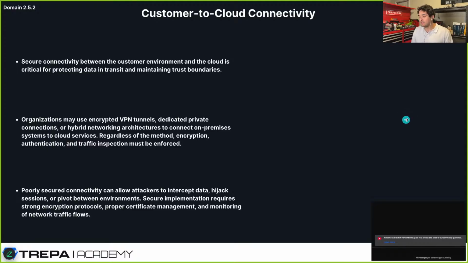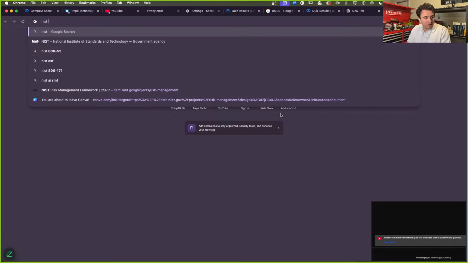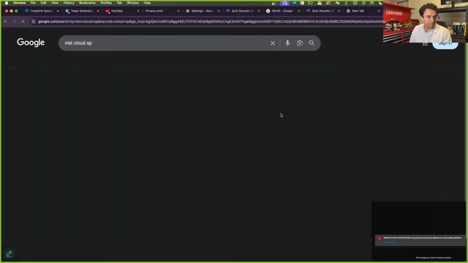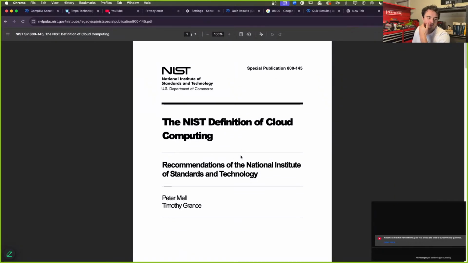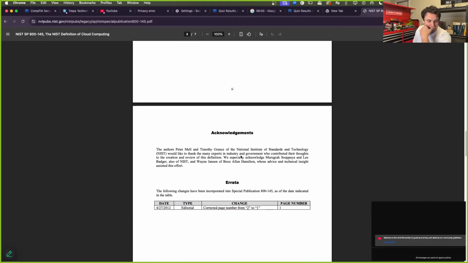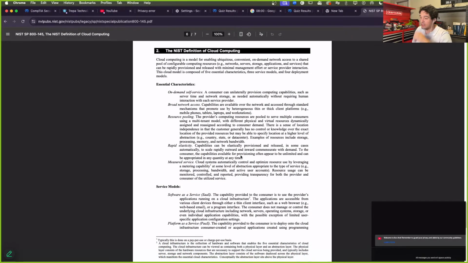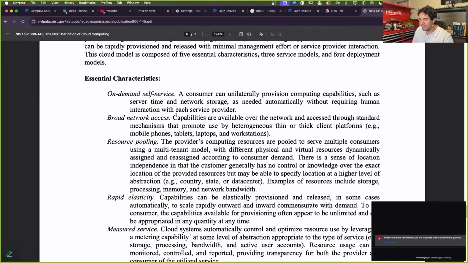Customer to cloud connectivity. If we read the NIST publication on the cloud, let's just go to it. Why not? NIST Cloud SP. I should know this one, I've read it a few times. 2011, yeah, that's fine. If you read this, customer to cloud connections. Here are the essential characteristics of a cloud. You see this broad network access?